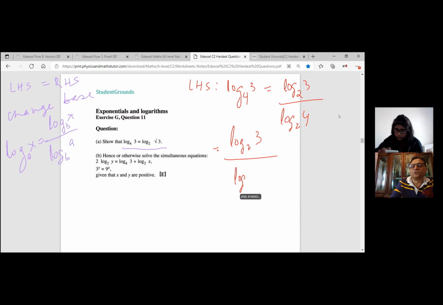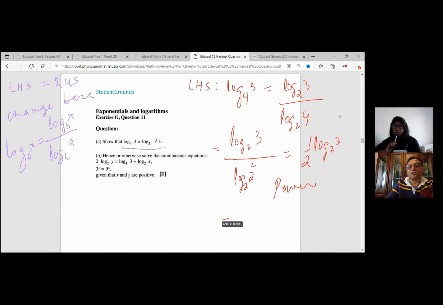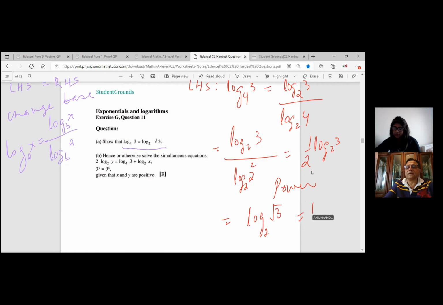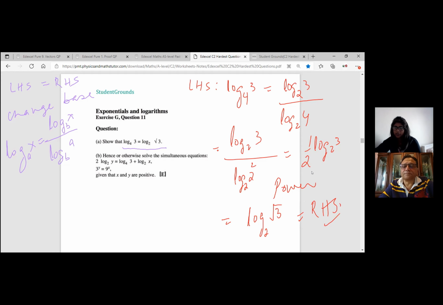So let's find its value, which is log base 2 of 3 divided by log base 2 of 4. 4 is 2 square, which is 2 now. So which is half of log base 2 of 3, right? Now you can use the power rule, correct? Which is equal to log base 2 of square root 3, since 3 to the power of half is square root 3, which is the right-hand side. Is that clear to you? So that is how you're going to do part A.